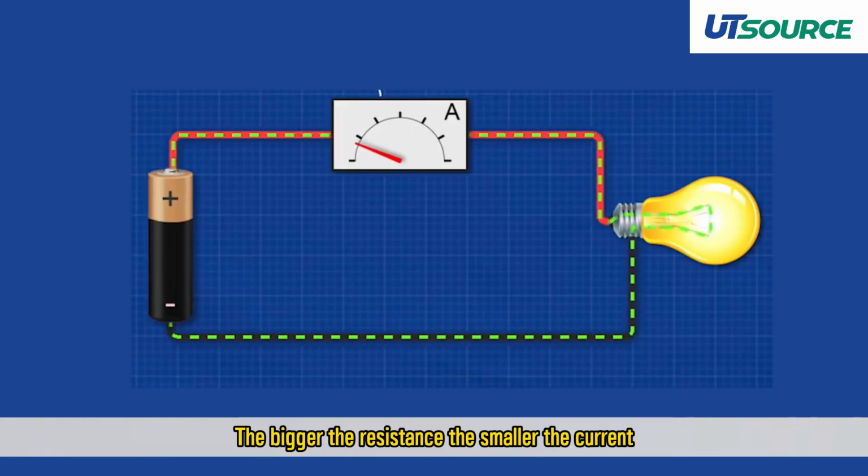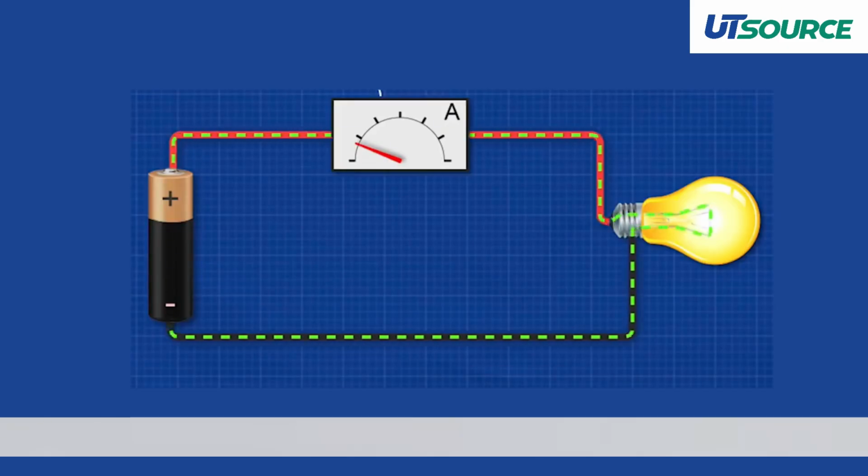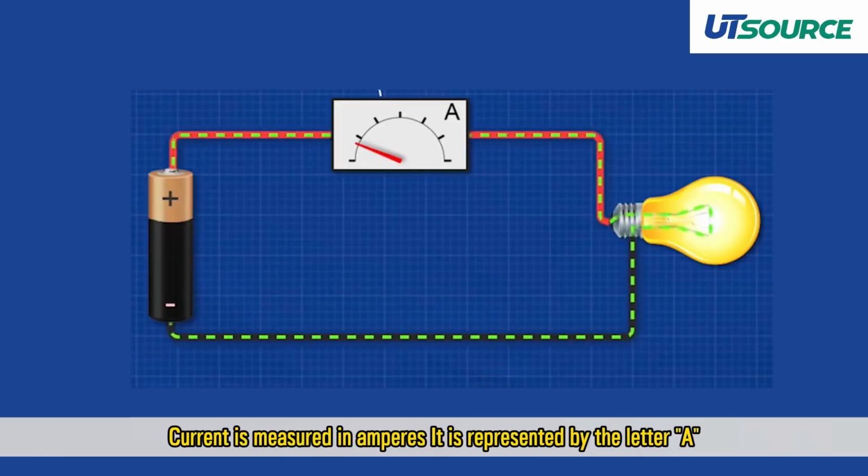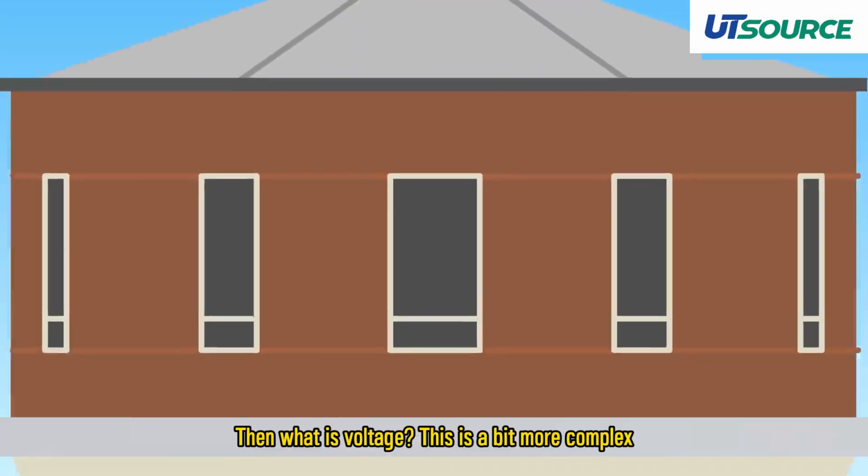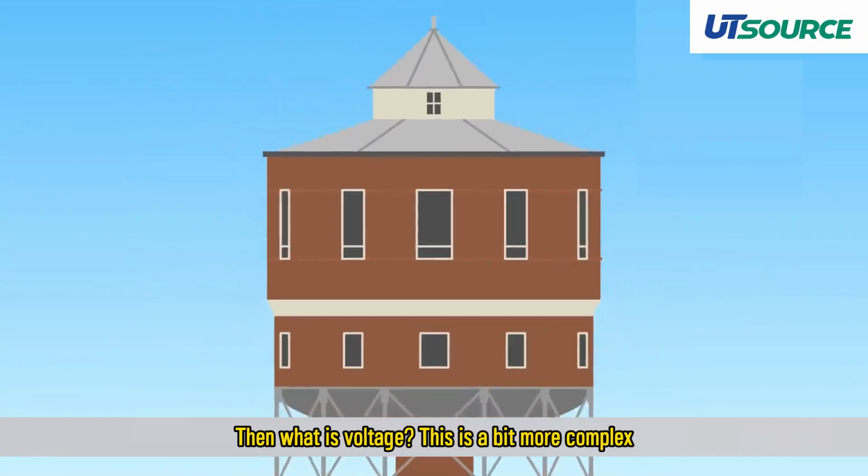The bigger the resistance, the smaller the current. Current is measured in amperes. It is represented by the letter A. Then what is voltage? This is a bit more complex.